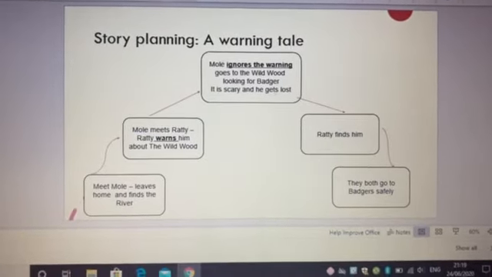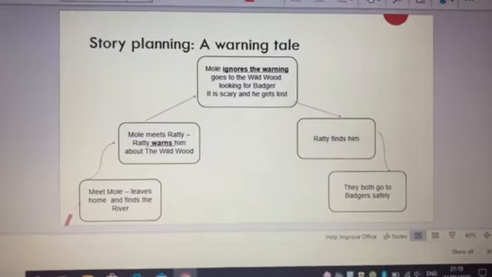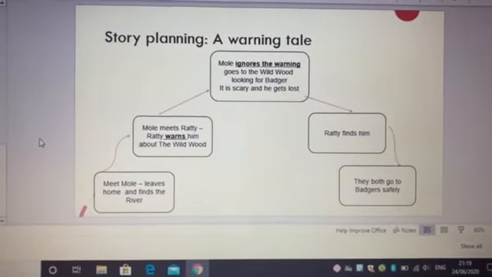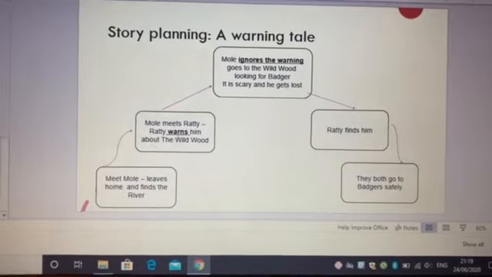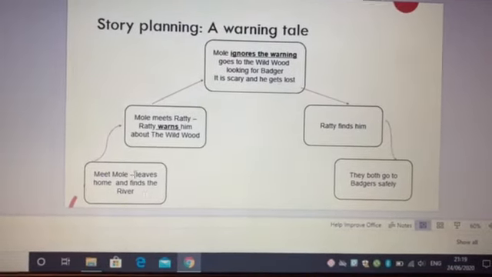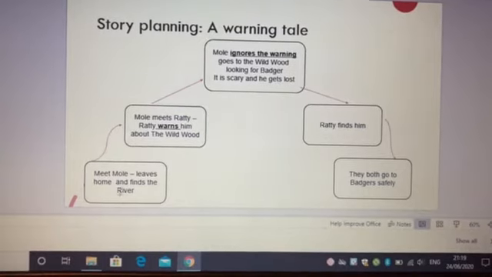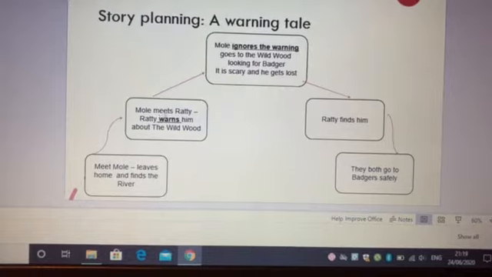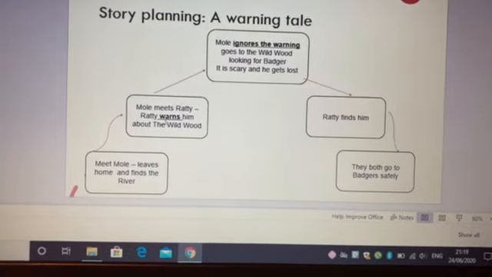Right, so I hope you enjoyed the games. I hope you got on okay with Lucy the elephant and Roy the zebra. So to do our warning tale, we need to be thinking about the Wind in the Willows model we're going to use for the week. The first part of our story is Mole. We meet Mole and he leaves home and finds the river. Mole, our character, then meets another character, Ratty, and this is where the warning comes in.